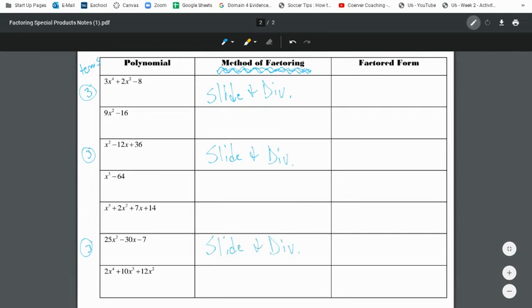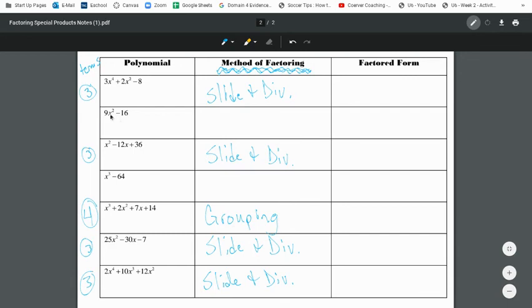Okay. Then the next easiest one to spot is anything with 4 terms. Oh, this one has 3 terms as well. So that one's also going to be slide and divide. Sorry, I missed that one. And then this one will have a GCF though. And then if we have 4 terms, so this one's 4. Okay, then any with 4 terms in it, we're going to use grouping. Okay, grouping. That's what we learned in the last class period.